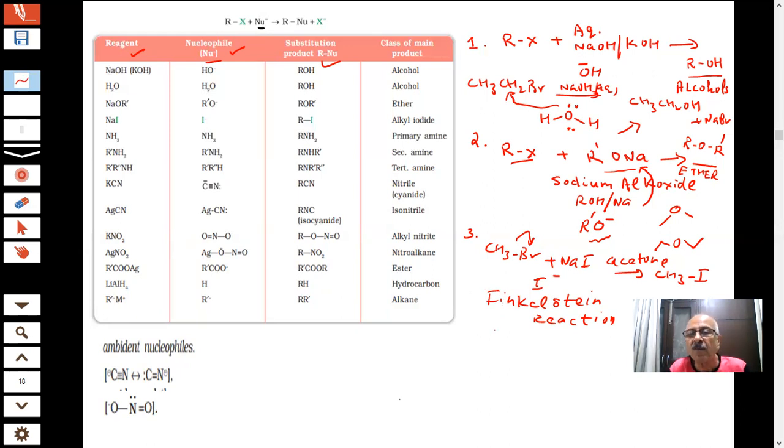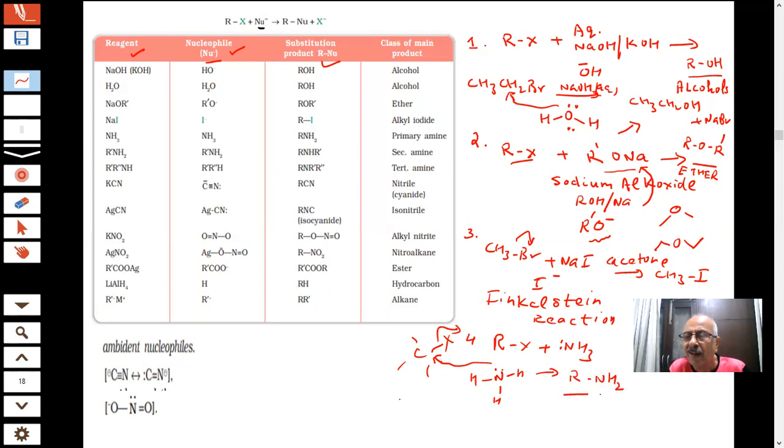Therefore, you have been able to prepare. Now you have RX, and you are reacting with NH3. NH3 is a nucleophile. What is the result of this? See, you have NH3, and this is the lone pair. This is your compound RX. The nitrogen will come to this carbon, X goes out, and one H goes with the HX. So what are you getting?